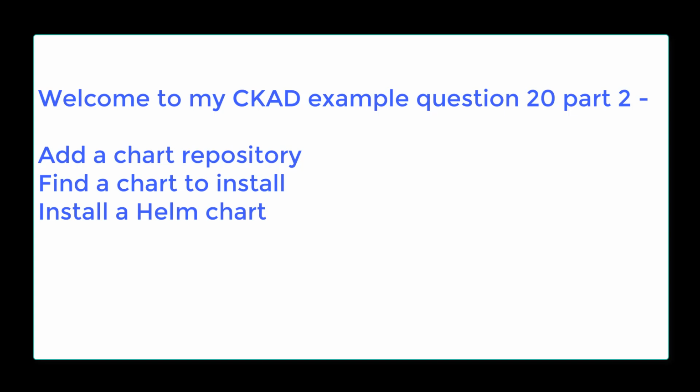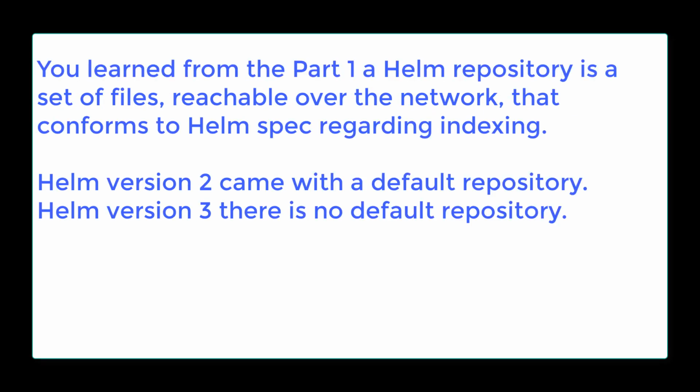Welcome to my CKAD example question 20, part 2. We're going to add a chart repository, find a chart to install, and install a Helm chart. You learned from part one that a Helm repository is a set of files reachable over the network that conforms to the Helm spec regarding indexing. Helm version 2 came with a default repository, but in Helm version 3, there is no default.